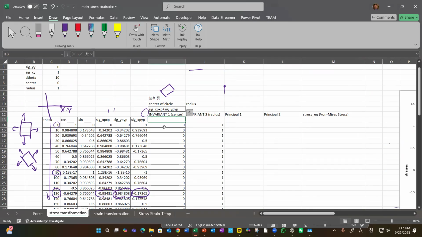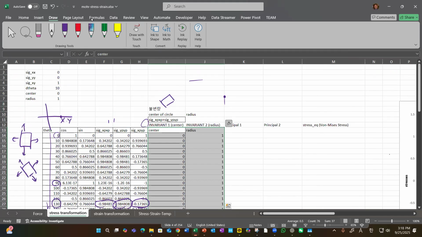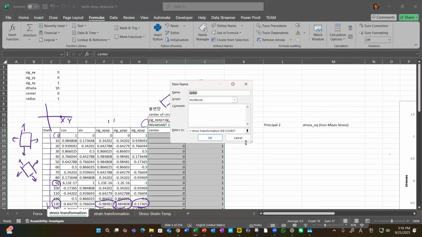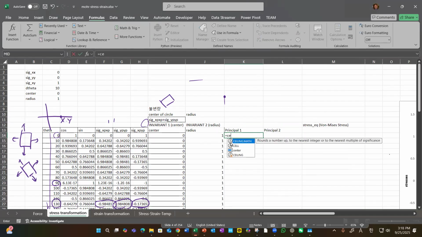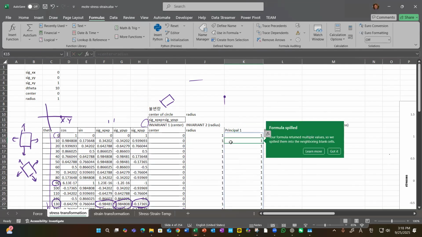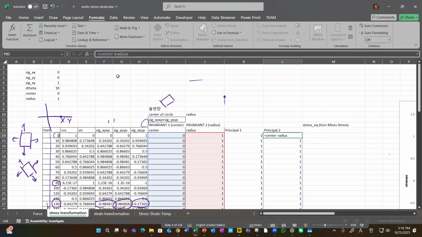이거를 그냥 우리가 센터라고 부를게요. 그 다음에 이거를 레디어스라고 부를 거고요. 그 다음에 이만큼을 잡아서 define name, create from selection, top row 이렇게 지금 했습니다. 이렇게 해야 principal 1에서 센터 플러스 레디어스 하면 이 수식이 이 영역에 다 적용이 되죠. 그 다음에 principal 2, 미니멈은 센터 마이너스 레디어스가 되겠죠.